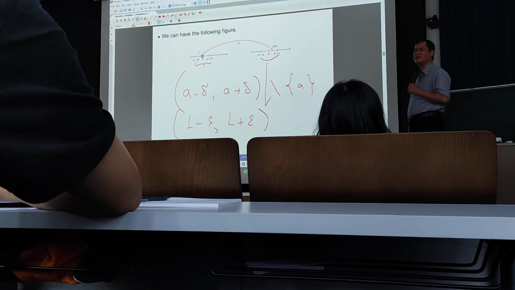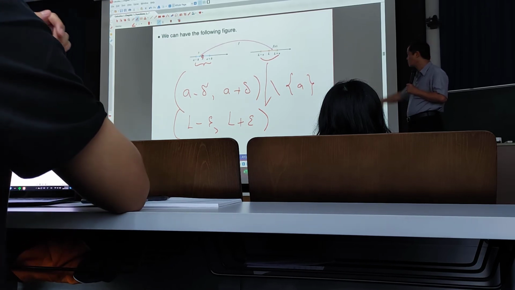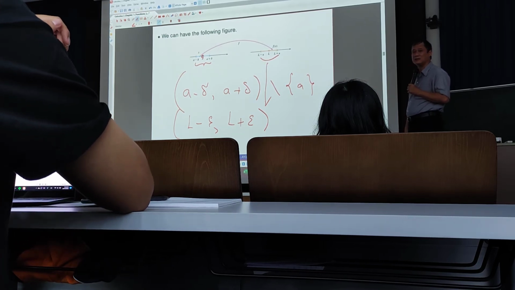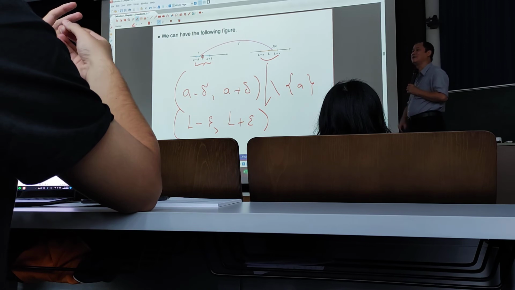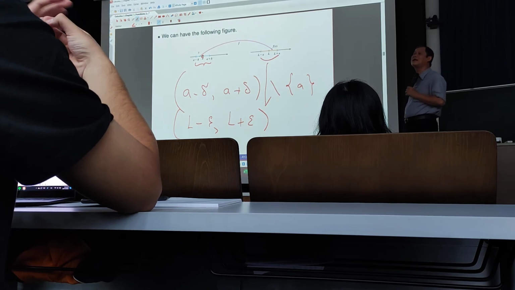Neighborhood trong tiếng Anh là gì? Láng giềng, còn trong toán là gì? Lân cận. Đấy, hãy nhớ cái từ tiếng Việt đó thì các em hiểu rồi cái nghĩa của nó.